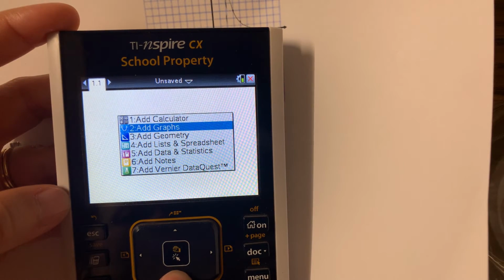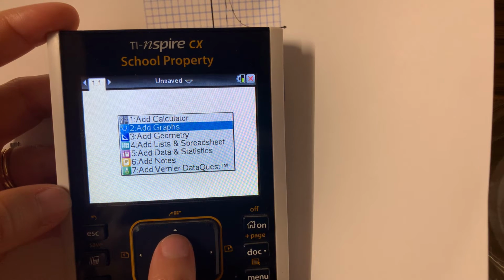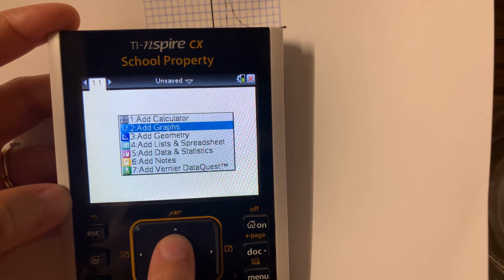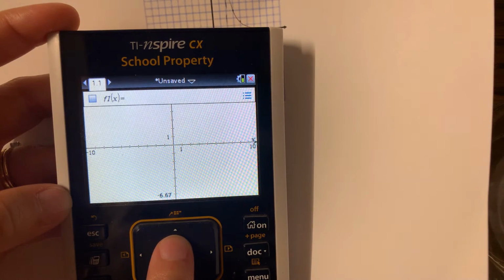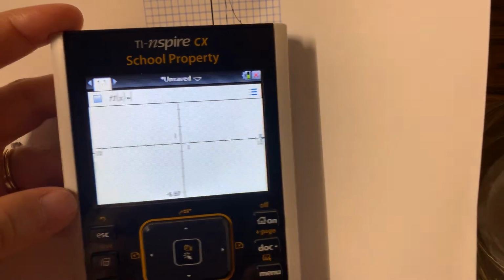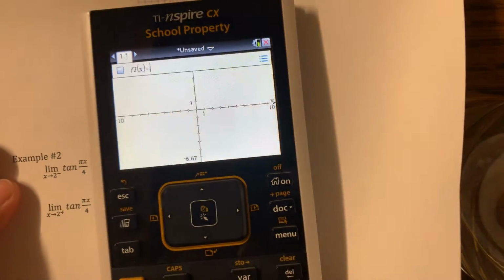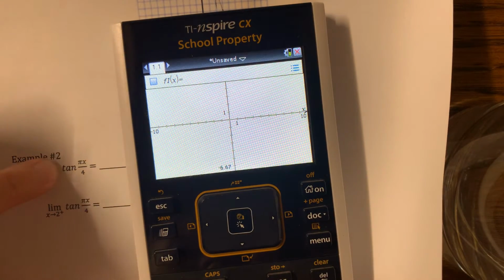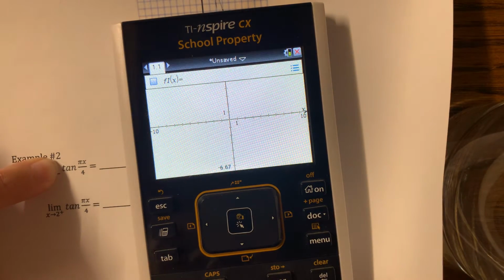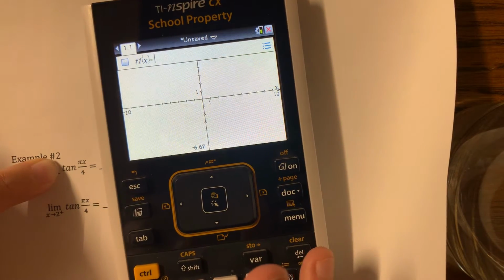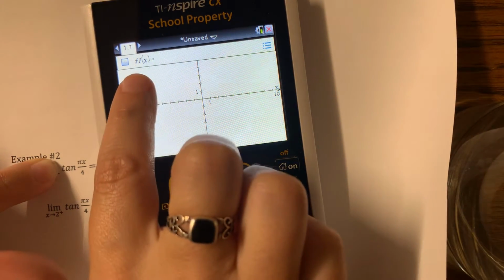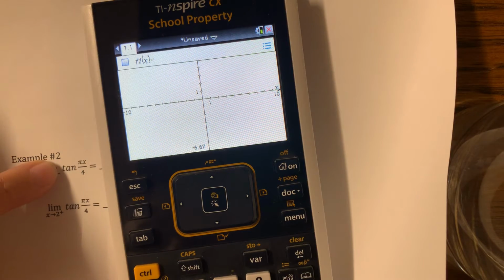And then I'm going to add a graph. So again, I'm going to either go down to highlight it and then hit the middle, or I'm going to hit the number 2 on the keypad. So I'm going to add a graph, and then I have to type in my function. So my function in this case was y equals the tangent of pi x over 4. So in this case, it already has my f of x equals, and I'm going to type in tangent.